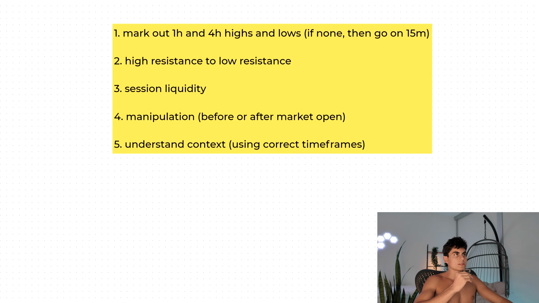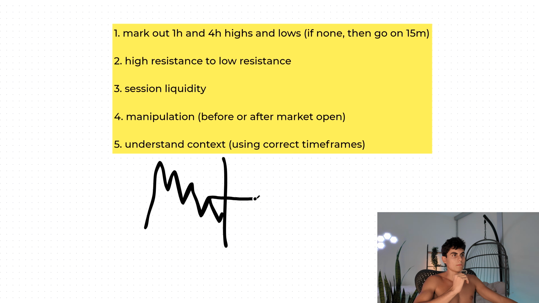Number 1 is pretty self-explanatory. Mark out 1 hour and 4 hour highs and lows. These are also known as draws on liquidity. So literally we have a chart here. This is on the 1 hour time frame, and let's say this is market open. You guys just literally mark them out.